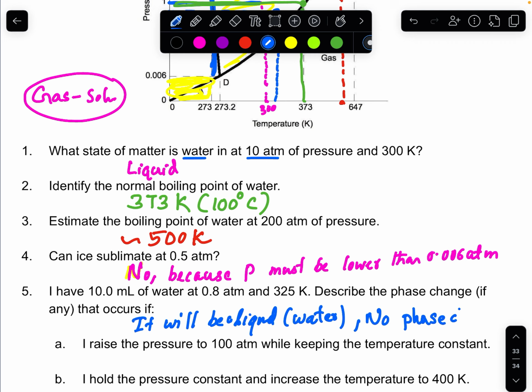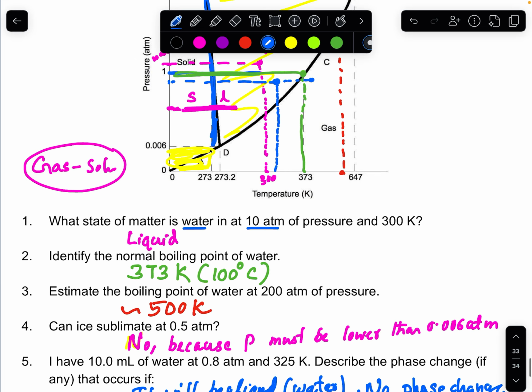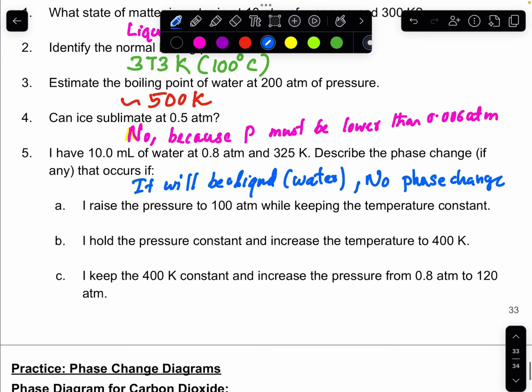You can increase the temperature for a change to happen. Like if you go here, that will convert it into what? Gas. But now the temperature is only 325. We need to go above 373 Kelvin to make that happen.